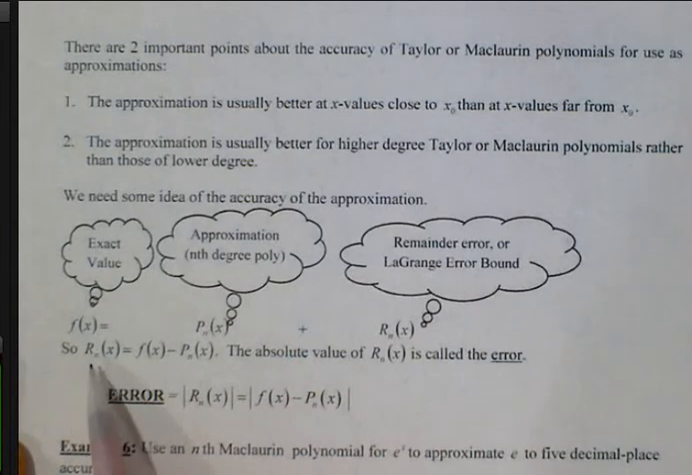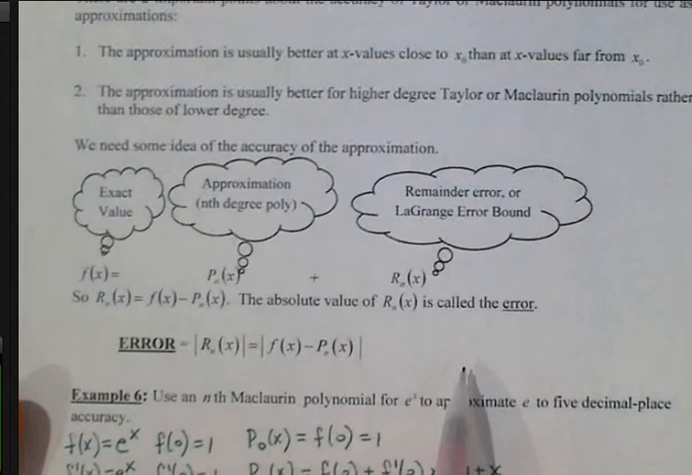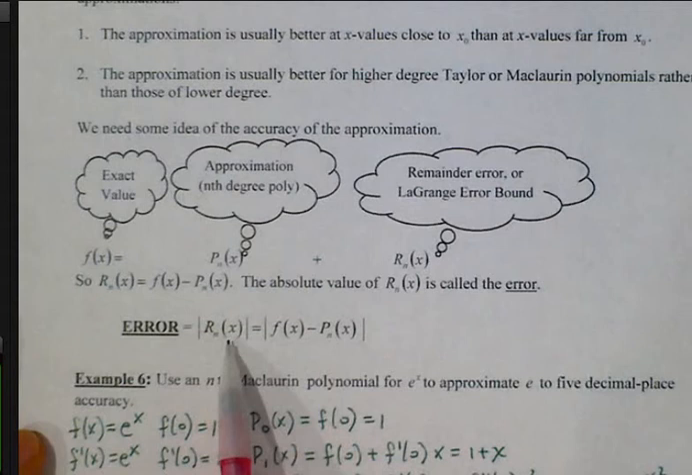So if you were to solve for r sub n of x, I'm just going to keep r sub n on one side and bring the Taylor polynomial over to the other side. So the remainder is equal to the actual value, f of x, minus the Taylor polynomial, p sub n of x. The absolute value of r sub n of x is called the error. So the error is the absolute value of the remainder, which is equal to the absolute value of the function minus the Taylor polynomial.